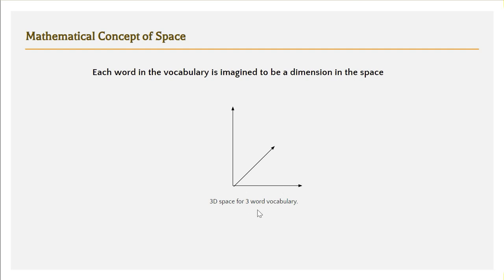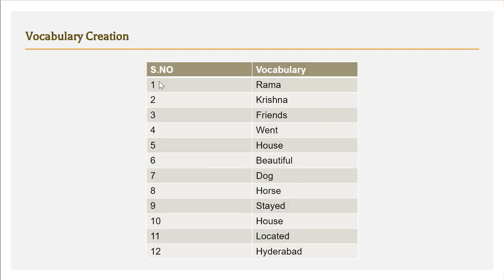If there are 3 words in the vocabulary, then there will be a 3-dimensional space. If there are 4 words, then it will be a 4-dimensional space. If there are 1,000 words, then there will be a 1,000-dimensional space. And if a blog post can be represented as a combination of 1,000 words, then that blog post could be a point in a 1,000-dimensional space. In our example, we had 3 blog posts, and in those 3 blog posts, we had these 12 unique words. So this would be our vocabulary, which is used to represent all those 3 blog posts.